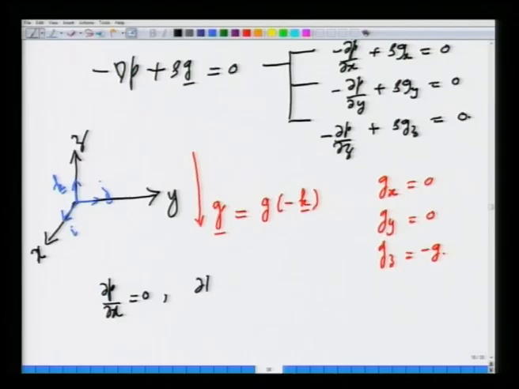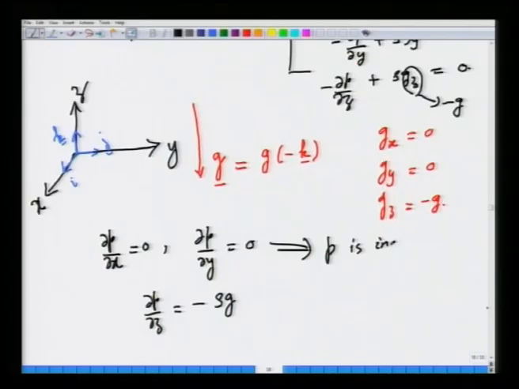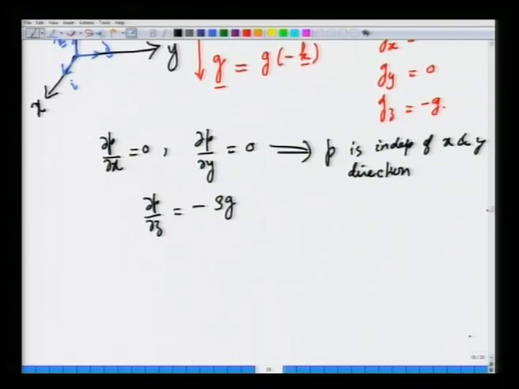Partial p partial y is 0. There is no variation in the pressure in the x direction, no variation in the pressure in the y direction, but in the z direction partial p partial z will go as minus rho g, because gz is minus g. So, if I take this to the other side, I will get minus rho g. Okay. This is a fundamental result in hydrostatics. If you place the gravity vector in the minus k direction, then pressure is independent of x and y, and it is a function only of the z direction.